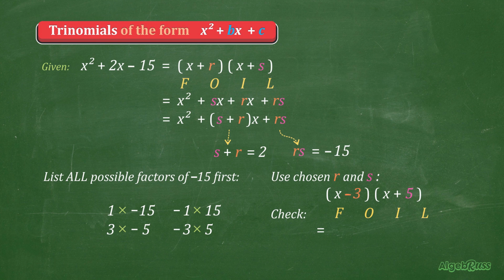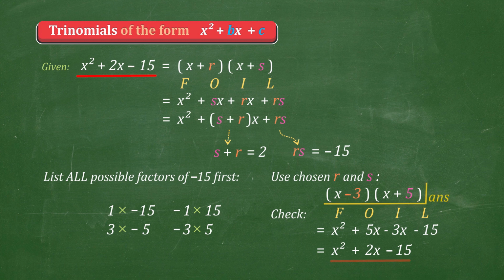First terms, x times x is x squared. Outer terms, x times 5 is positive 5x. Inner terms, negative 3 times x is negative 3x or minus 3x. Last terms, negative 3 times 5 is negative 15 or minus 15. And yes, since their product is equal to the trinomial x squared plus 2x minus 15 here on top, we can say that x minus 3, that quantity, and the quantity x plus 5 are the factors of that trinomial. Finally, we arrive at the answer.